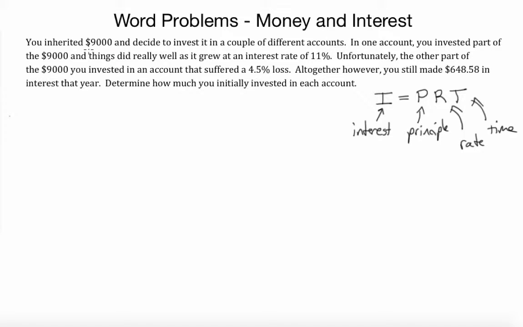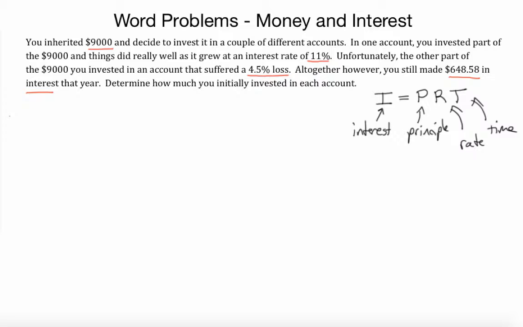You inherited $9,000 and decided to invest it in a couple of different accounts. In one account, you invested part of the $9,000 and things did really well as it grew at an interest rate of 11%. Unfortunately, the other part of the $9,000 you invested in an account that suffered a 4.5% loss. Ouch. Altogether, however, you still made $648.58 in interest that year. Determine how much you initially invested in each account.